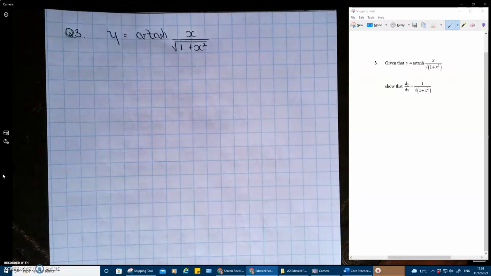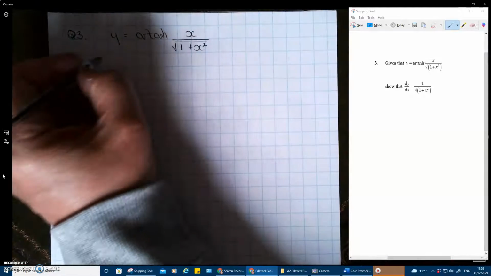Question number 3, back onto hyperbolic functions. We're trying to differentiate this, trying to find dy by dx. Now there's no way we can directly differentiate arctan, same as there's no way we can differentiate arctan. So we use the same method as we would for arctan.